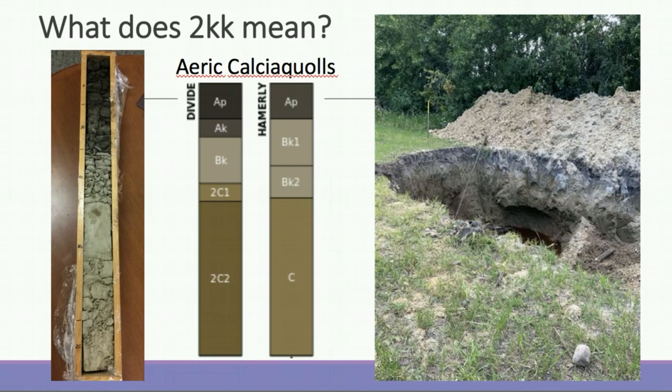The soil profiles on the left are showing typical horizonation and color for 2KK soils. We can compare the soil profile maps of Divide and Hamerly series with the actual soil core on the left and see the similarities. The image on the right is a large pit revealing the same profile as well as the golden color that we normally look for.